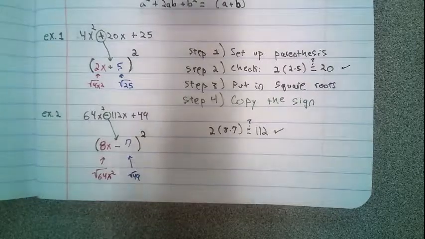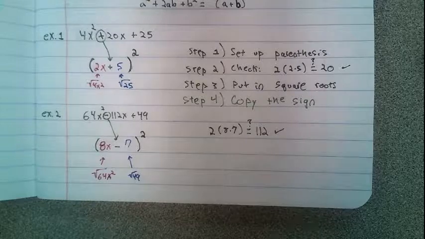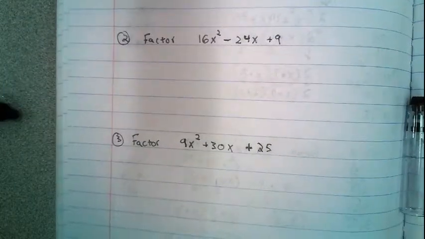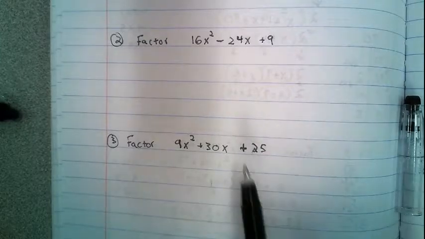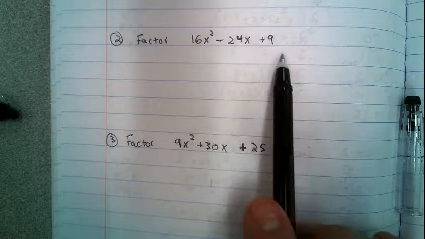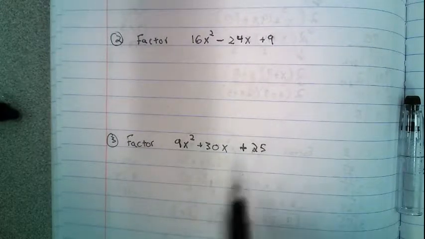And that's it for factoring special cases. There are some on-your-own problems that I want you to do, and then you can move on to the practice. So on the left side, I want you to continue practice problems and do 16x squared minus 24x plus 9, and then factor 9x squared plus 30x plus 25.